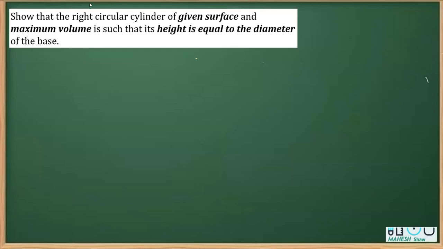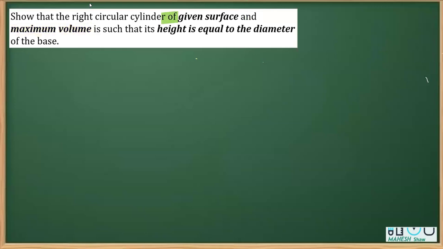We have one question from the chapter application of derivative using the concept of maxima and minima. We need to show that a right circular cylinder of given surface area, so the surface area is fixed, and maximum volume. That means we need to maximize the volume. In that case, it says that the height is equal to the diameter of its base.